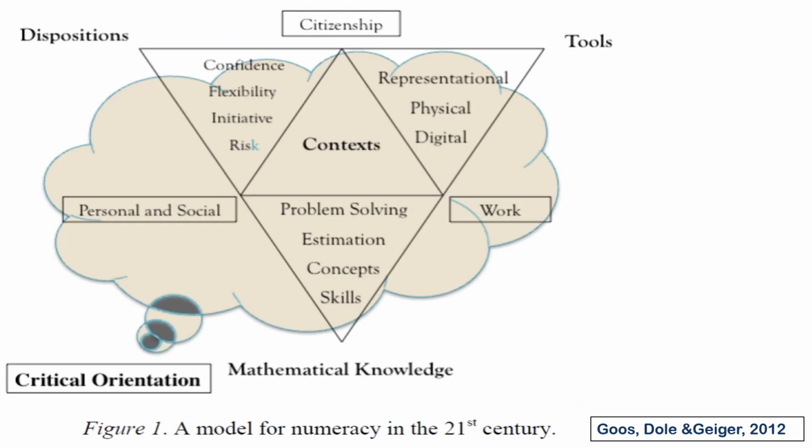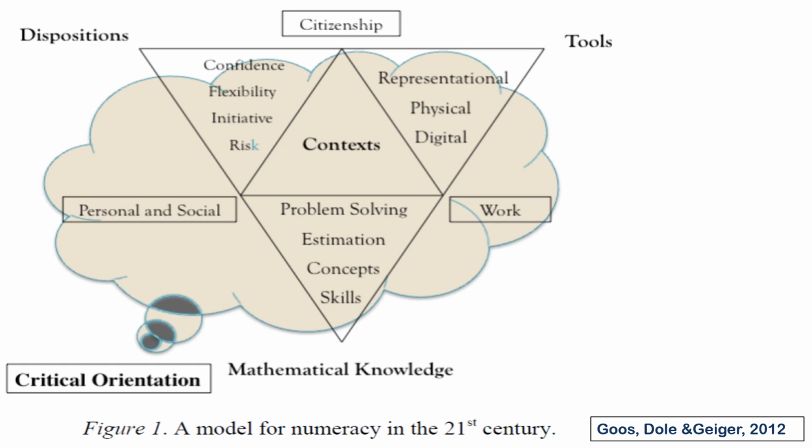And here's Goos, Geiger and Dole in 2012 setting up a model for numeracy in the 21st century, and they've called this critical orientation. If you have a look at the three points on the peaks of those triangles, it's comprised, in their proposal anyway, of mathematical knowledge, disposition, my favourite word from last week, and I'll continue with my Duke group this week around that, and then the tools of mathematics. Coming to the centre of all that is all the contextual understanding.